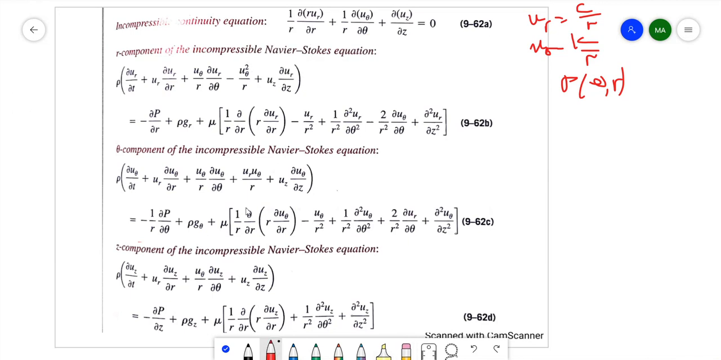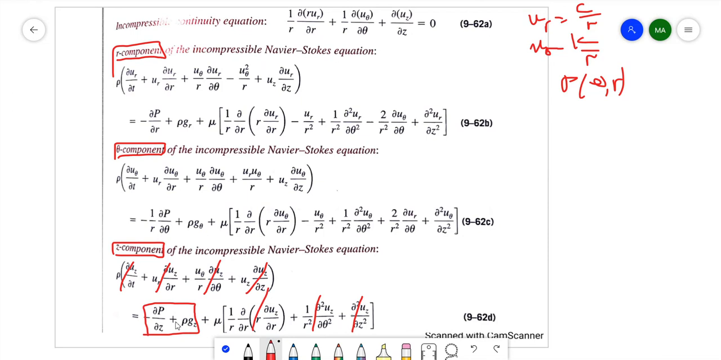But let's start with the actual problem. We will use two momentum equations, the momentum equation in r and the momentum equation in theta. The momentum equation in z, because we don't have a velocity component in z, everything is going to be 0. So all the derivatives with respect to z are 0, and you're left with those two things.